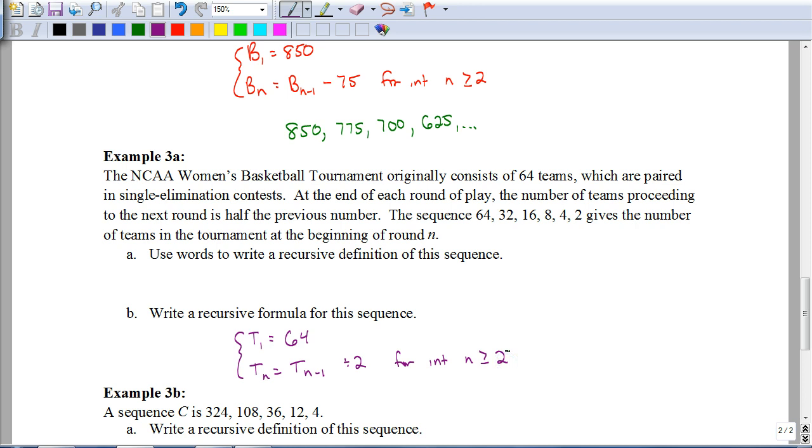Now, there's another way that you could have written this. Instead of saying t sub n minus 1 divided by 2 like this, you could have also written this as t sub n minus 1 divided by 2. That would have been fine to use as well.